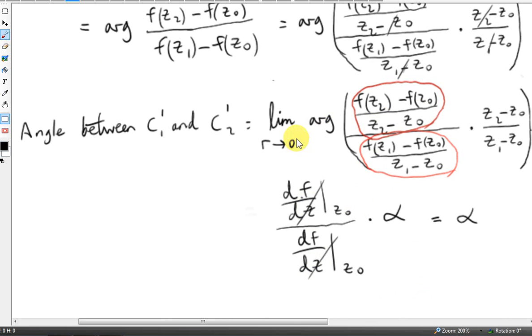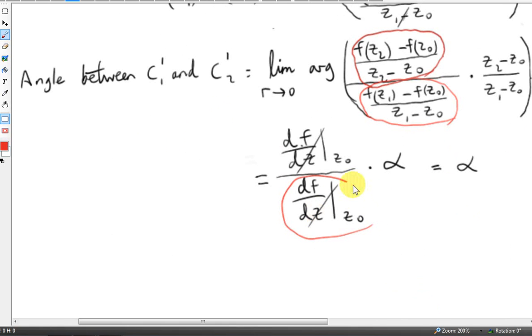So ultimately we're taking the limit as r tends to 0 of the argument of this quantity over here, which we know is alpha, the angle between arcs C1 and C2. So the angle between arcs C1 and C2 is equal to the angle between arcs C1 prime and C2 prime. Of course, we can write this derivative as f prime at Z0. So now you see that we need to impose the condition that this derivative is not 0. Otherwise, this quantity here will be 0 over 0. And as we know, 0 over 0 can be anything we like. It's undefined.